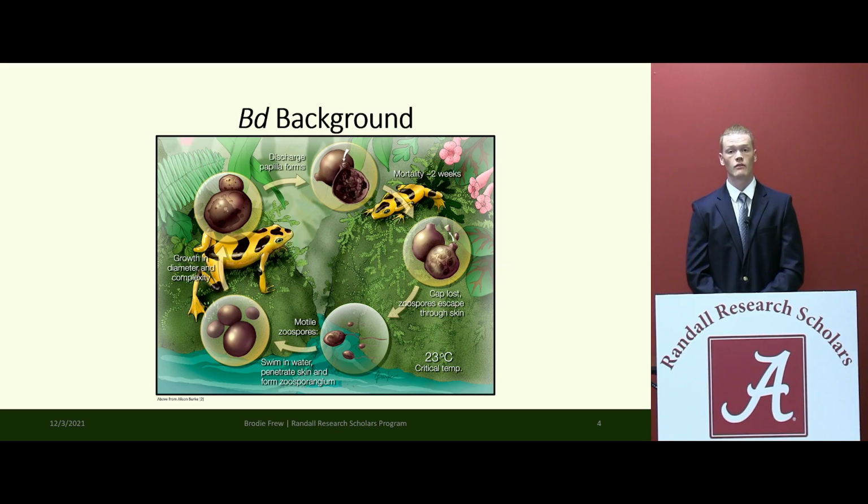So the skin microbiome is of great interest to those studying BD because BD is transmitted through the skin of amphibians. As you can see, zoospores travel through water where they will ultimately implant themselves into the skin of an amphibian and develop into sporangia. These sporangia disrupt processes like osmoregulation and actually inhibit gas exchange. This often results in the death of the amphibian.